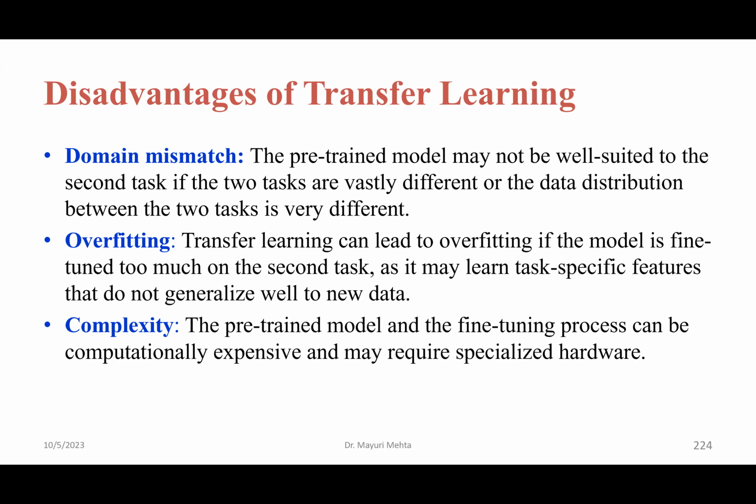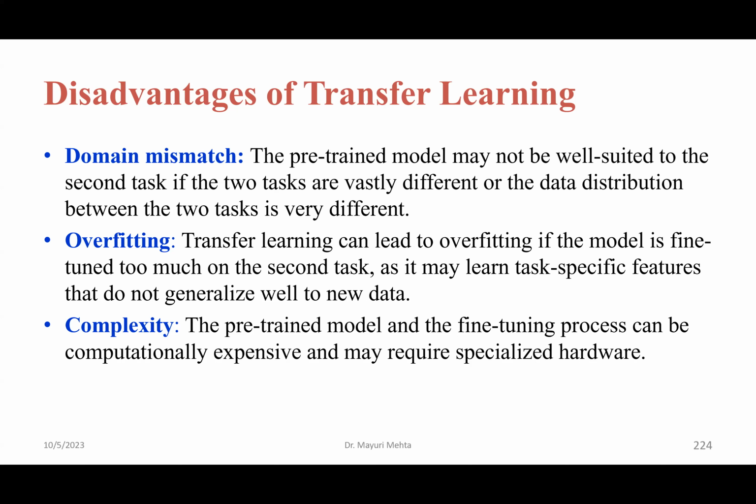Okay, the disadvantages of this. Disadvantages are domain mismatch. If there is a domain mismatch, then transferring knowledge is not very useful. If you have gained knowledge of the healthcare domain and you are using it for an agriculture domain or education domain problem, or to solve a problem in the finance sector, it won't be much useful, right? So the pre-trained model may not be well suited to the second task if the two tasks are vastly different, or the data distribution between the two tasks is very different.